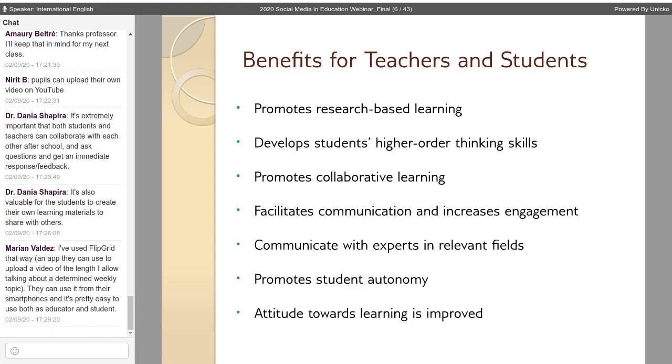Marian Valdez used Flipgrid that way, an app they can use to upload a video, right? They can use it from their smartphones and it's pretty easy to use both as educators and students. Flipgrid.